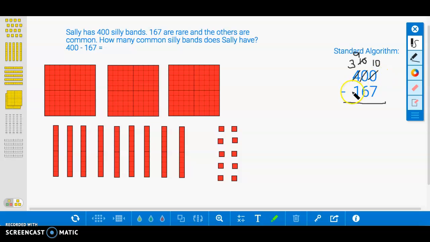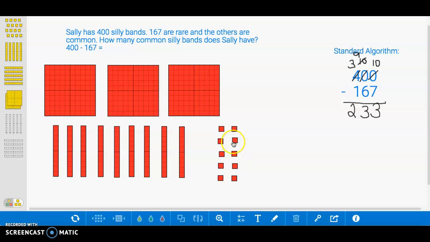So 10 minus 7 is 3. 9 minus 6 is 3. And 3 minus 1 is 2. So that's our standard algorithm, but we're not quite done. We need to start subtracting from our base 10.